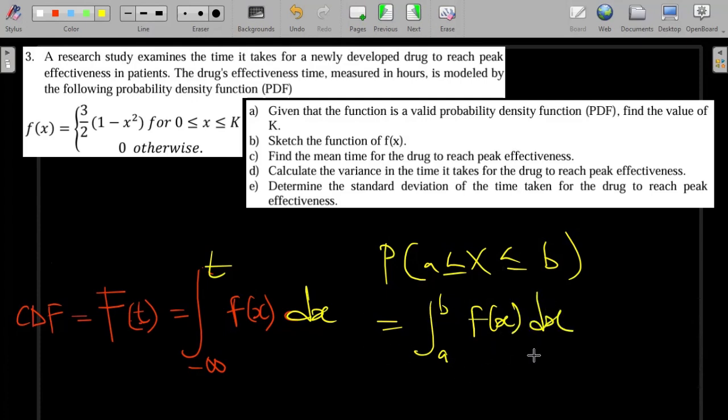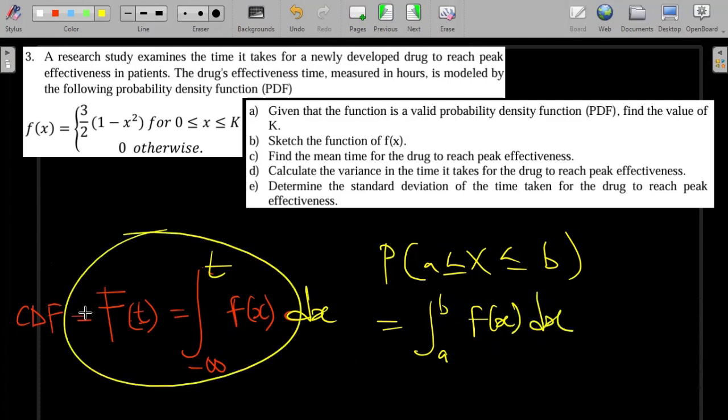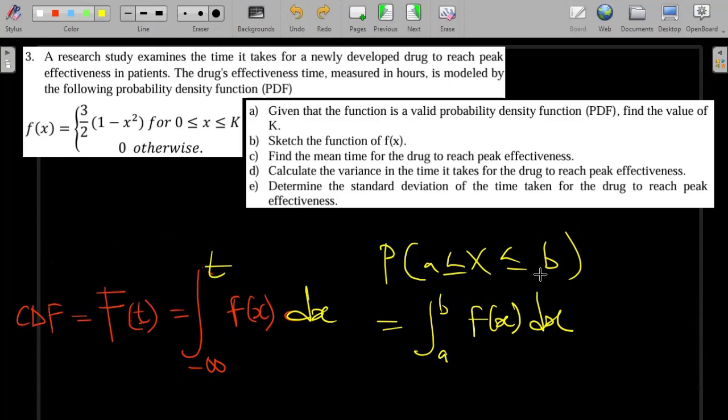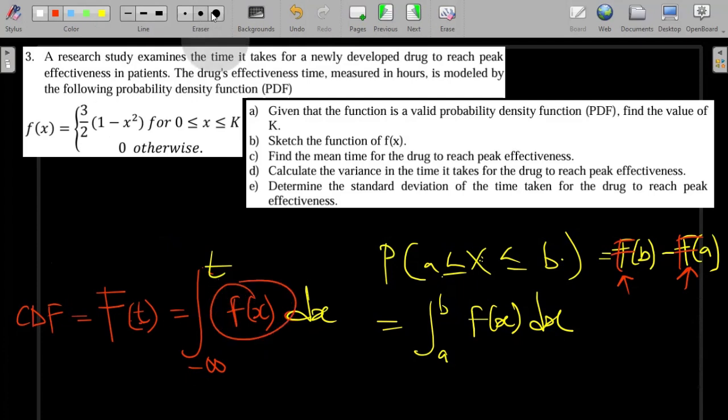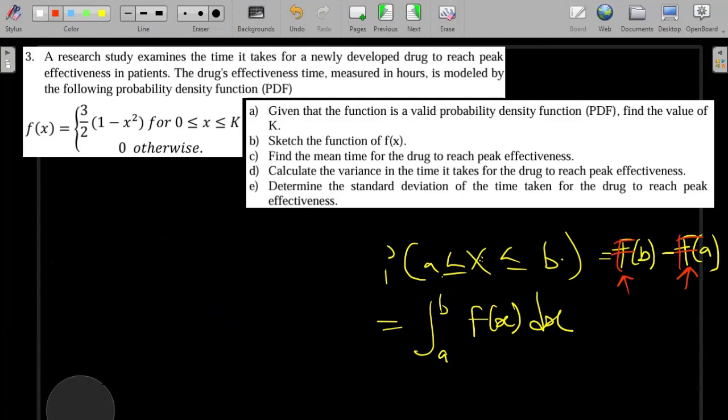If you don't want to use the integral, you can use the CDF. So you're going to say the probability that X is between a and b is the same as F(b) minus F(a). So make sure you don't confuse these ones here. This one is the CDF, so this F here should be a capital F. And then for the PDF, we use a small letter f. So now let's look at this question here.